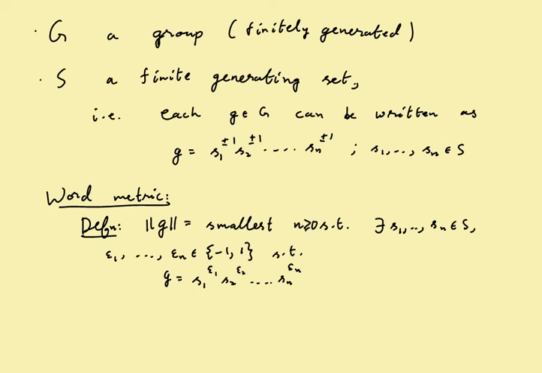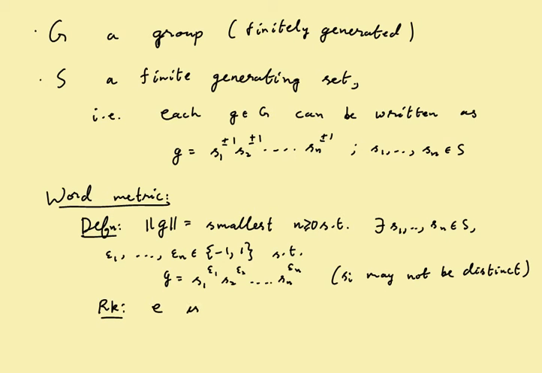By the way, these can repeat. The si may not be distinct, and usually are not. In fact, S is a finite set, and n may be much larger than the cardinality of S. So by the pigeonhole principle, they will repeat in that case. So the smallest n for which you can find such an expression is called the norm of g. It's telling you the length of g, in some sense.